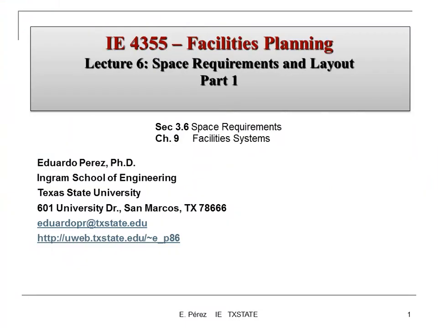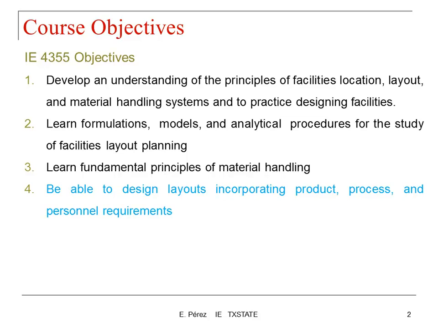The topic for today is space requirements and layout. This material is part of chapter 3 and chapter 9 of your textbook, if you want to follow your syllabus. So the idea, let me first show you the objective. Now we are dealing with objective number 4 in our lecture, which is to be able to design layouts incorporating product, process, and personal requirements.